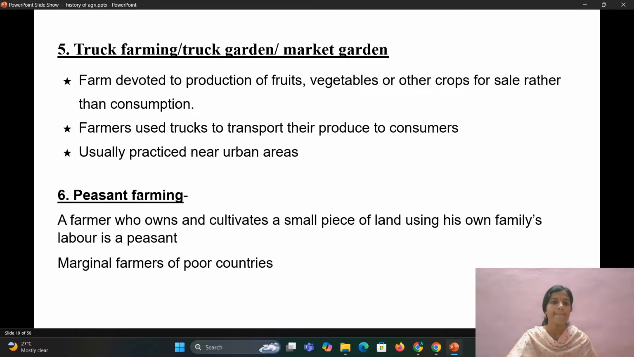Then coming to peasant farming. What is meant by a peasant, or who is the peasant? A peasant is a farmer who owns and cultivates a small piece of land using his own family's labor. That is peasant farming, and these farmers are usually marginal farmers of poor countries. So a peasant cultivates a small piece of land, and he won't be using any hired labor, but he will be using the labor of his own family. Such a person is known as a peasant, or we can say a marginal farmer.